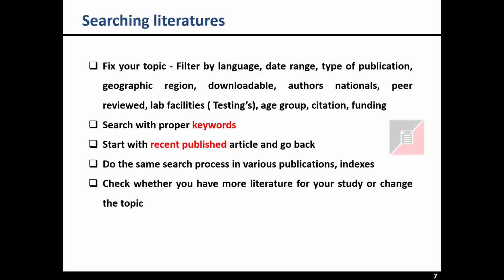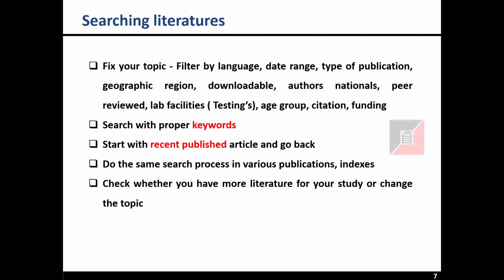The first and foremost thing as a researcher is that you need to search and find good literature. Fix your topic perfectly. Filter by language or which place, preferably. If you don't prefer, then it is fine. Then date range, then type of publications, then geographic region, and whether it is downloadable or not, then the author's nationality. It may look like small details, but all these details are very important. And search with proper keywords. That is also very important.